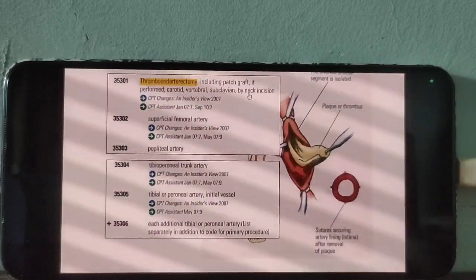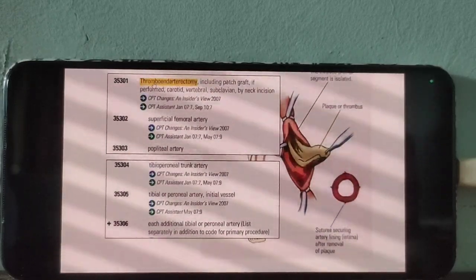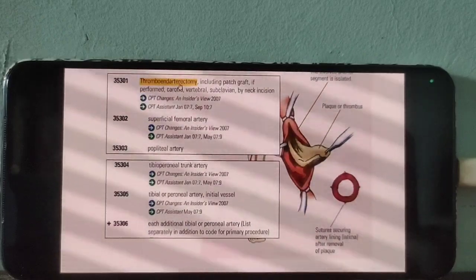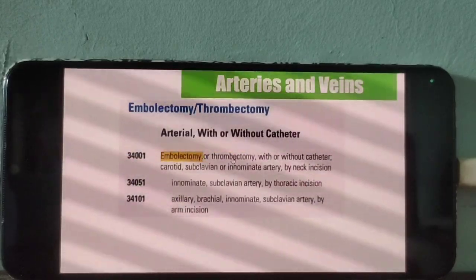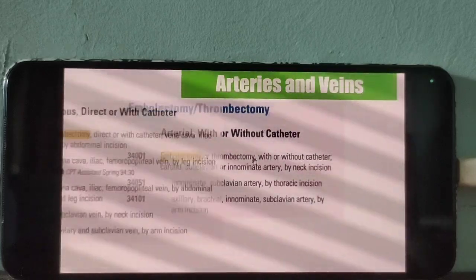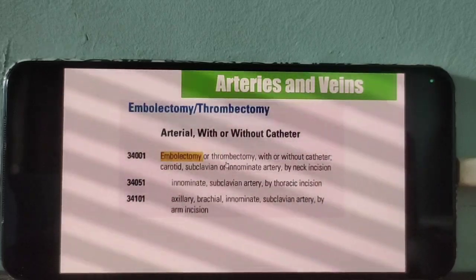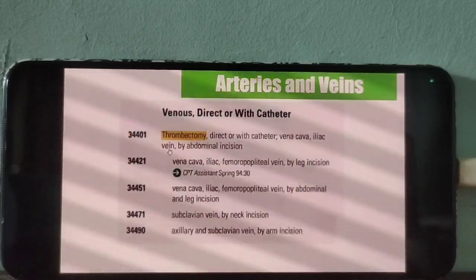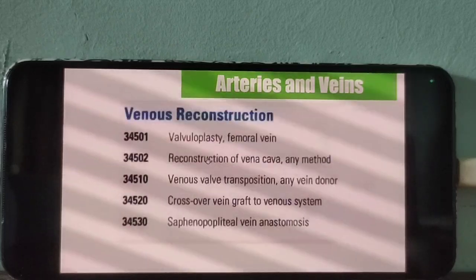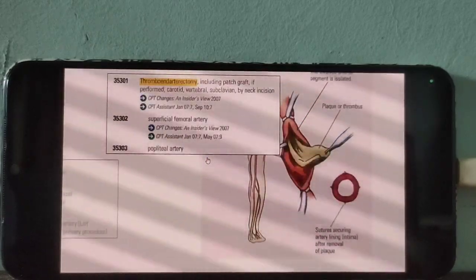Same like that, through the neck incision, the procedure is thromboendarterectomy. That is the procedure. In the previous section also, this was embolectomy or thrombectomy: embolectomy, thrombectomy at the artery, thrombectomy at the vein.